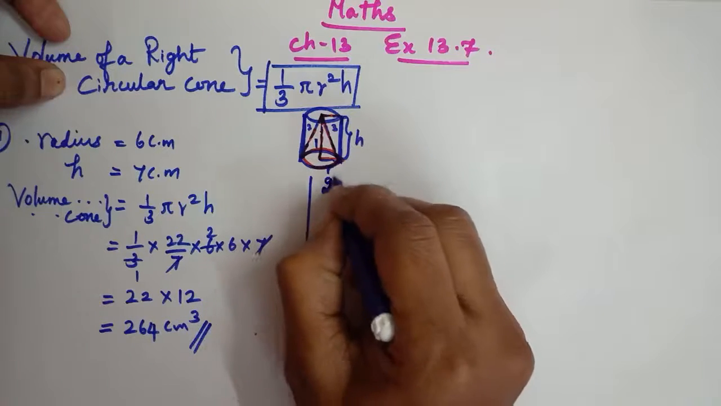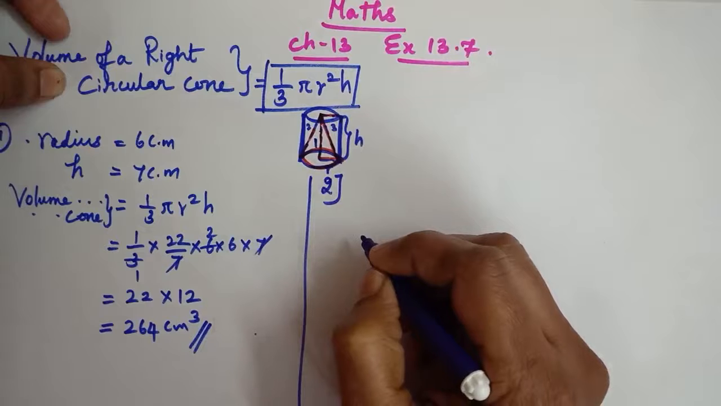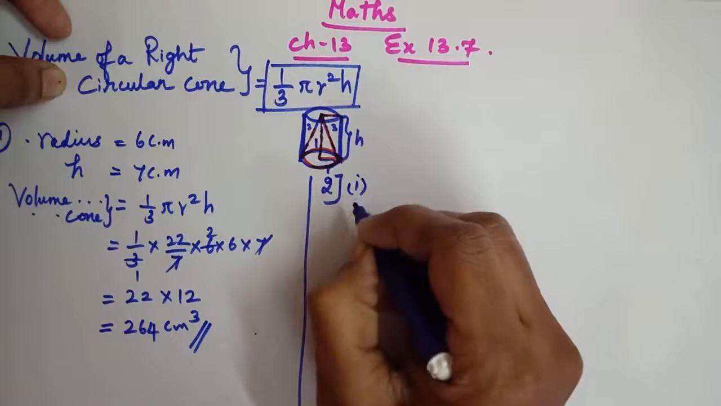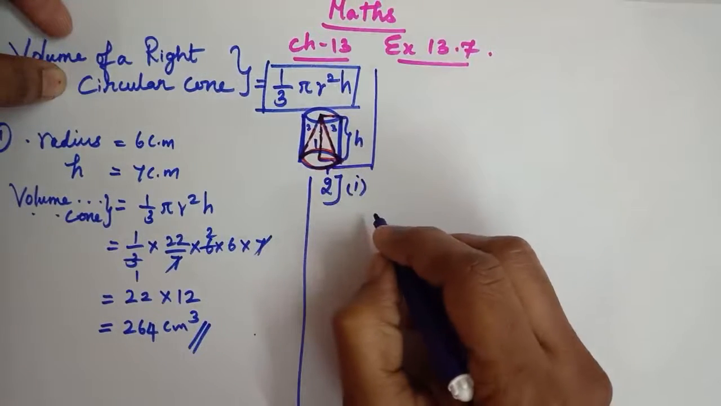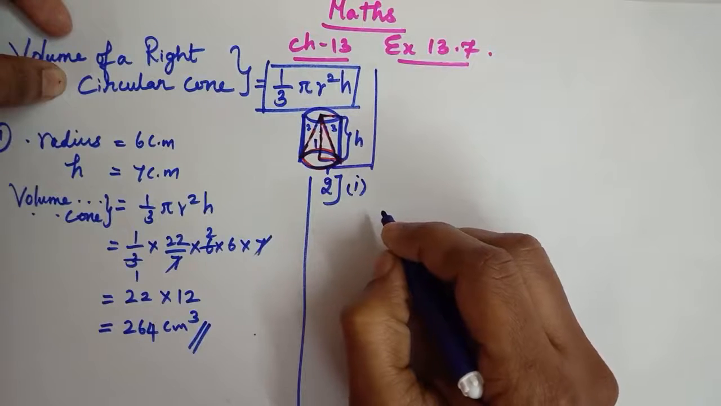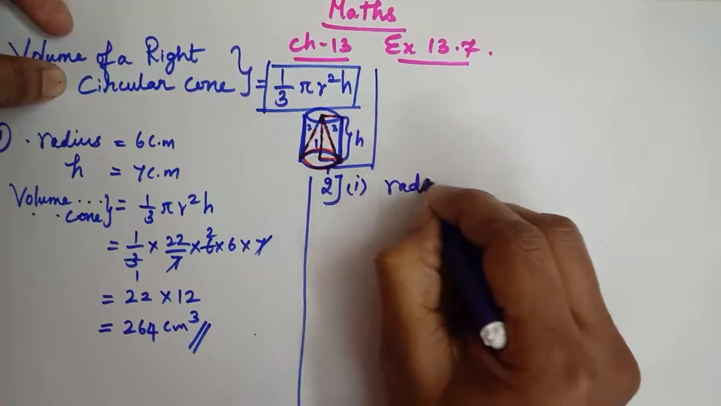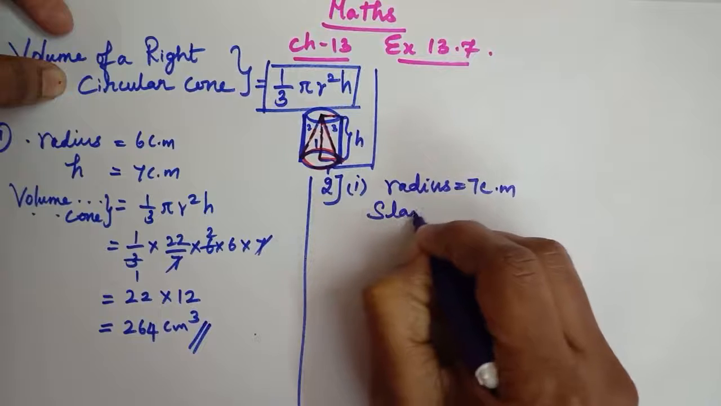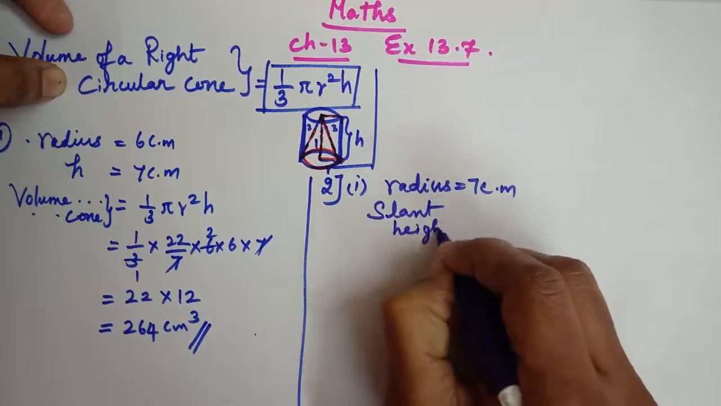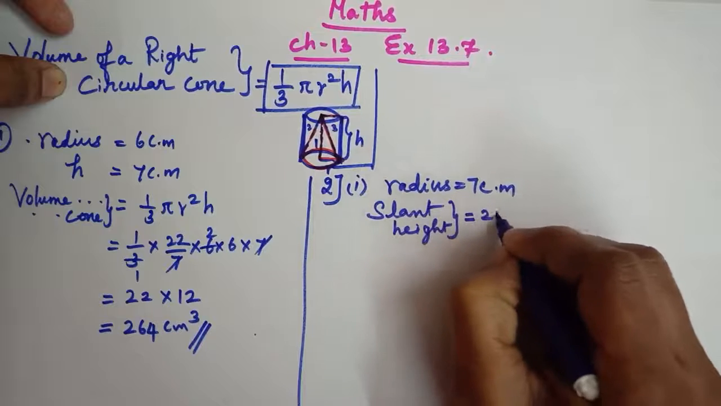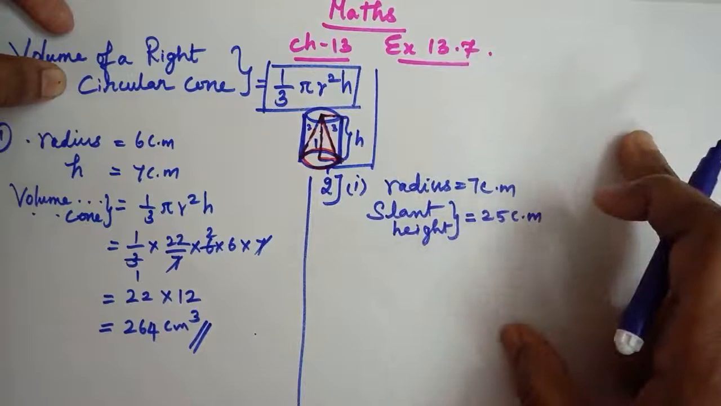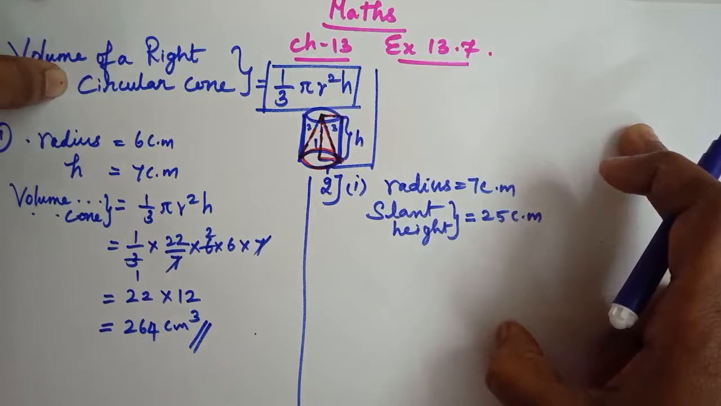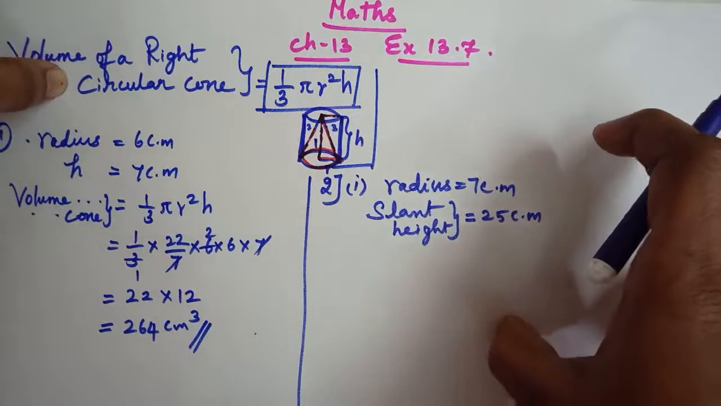Then example 2, second question: find the capacity in liters of a conical vessel with radius 7 cm and slant height 25 cm. Radius equal to 7 cm, slant height equal to 25 centimeter. We have to find the capacity and at the end we have to put it in liters. Capacity in liters. Is it clear, students?